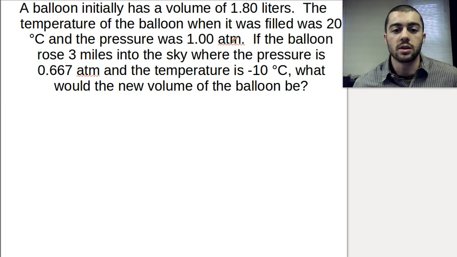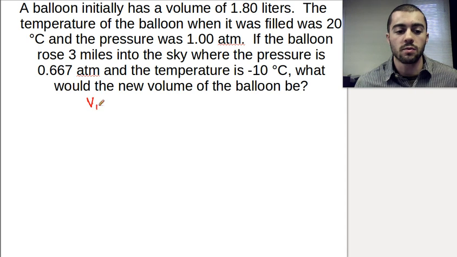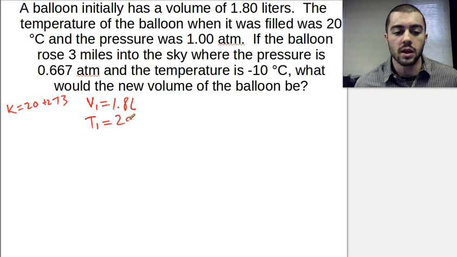We have a balloon that has an initial volume of 1.8 liters, and the temperature of the balloon when it was filled, so again our initial conditions, was 20 degrees Celsius and the pressure was 1 atmosphere. So we got a bunch of information there already. Our initial volume, V1, is 1.8 liters. We have our initial temperature, T1. It's not 20 degrees because we need to convert that to Kelvin, so Kelvin equals Celsius, which is 20, plus 273, giving us 293 for our temperature. For our pressure initially, we know it's 1 atmosphere, so there's not much to do there.